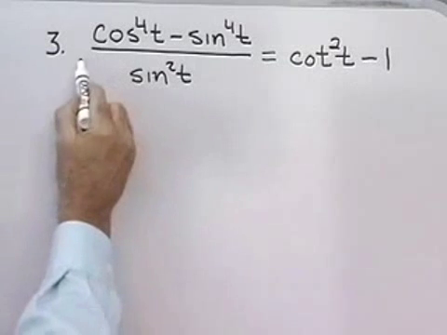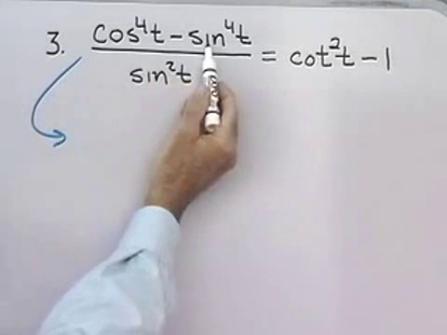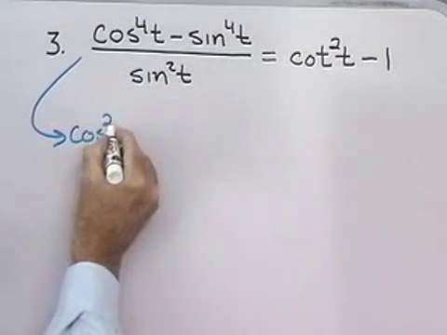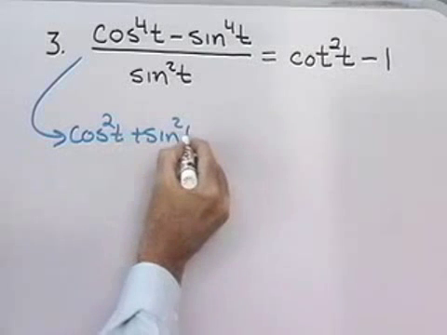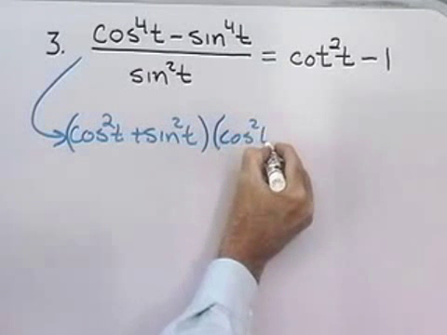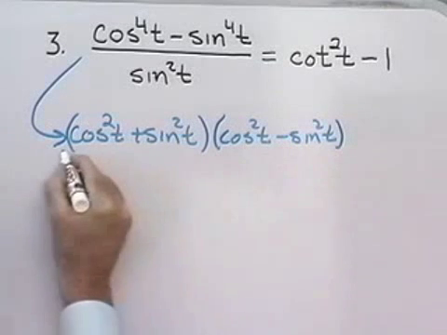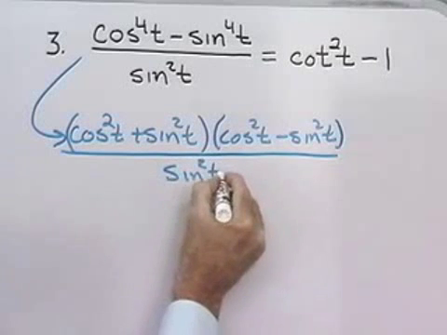So I'm going to start with this side here, and I'm going to start by factoring the difference of two squares, since fourth powers are also squares. And so when I do that, I'll get cosine squared t plus sine squared t, times cosine squared t minus sine squared t. And that's all divided by sine squared t.